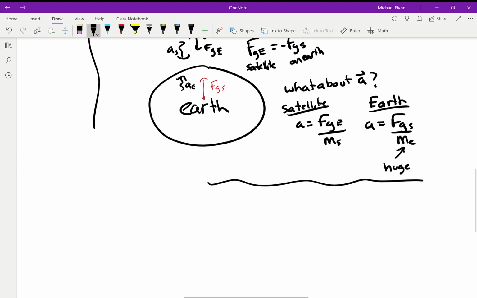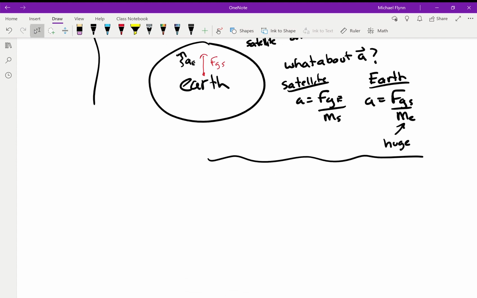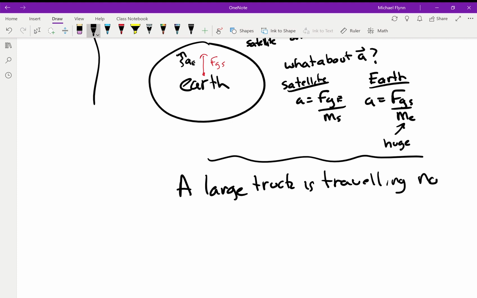So I just want to give you a question that could be on a test about the third law. Let's say a large truck is traveling north and hits a stationary car.